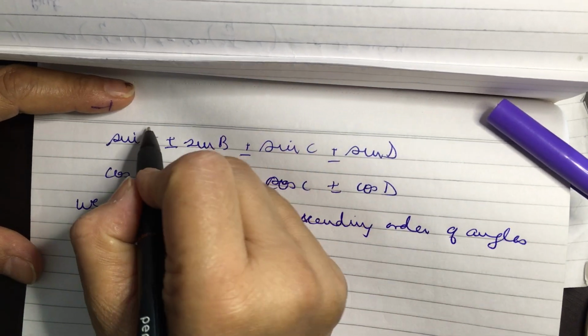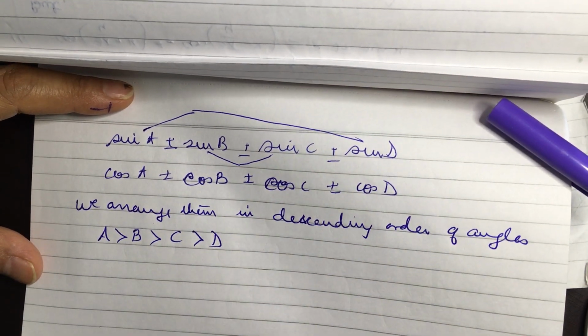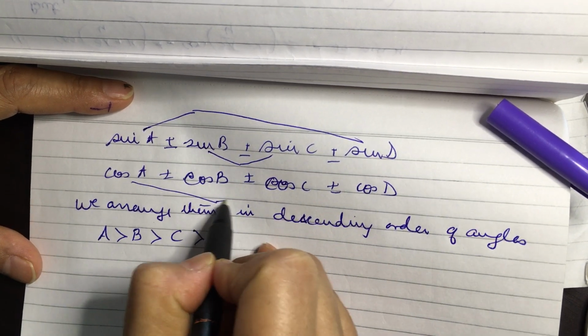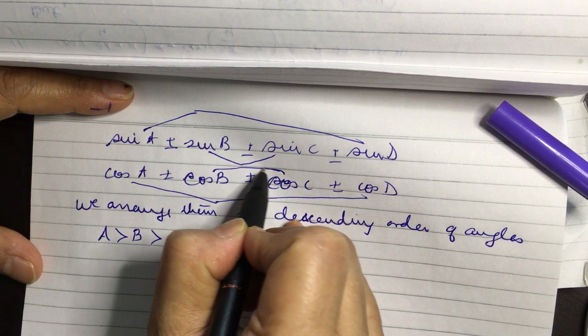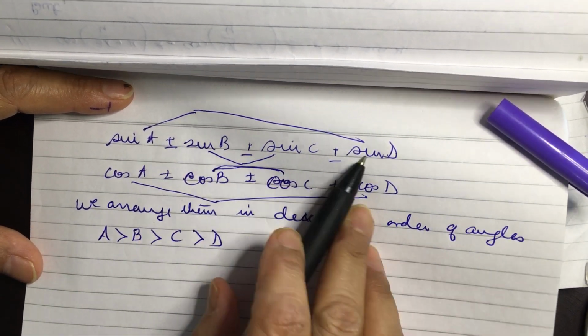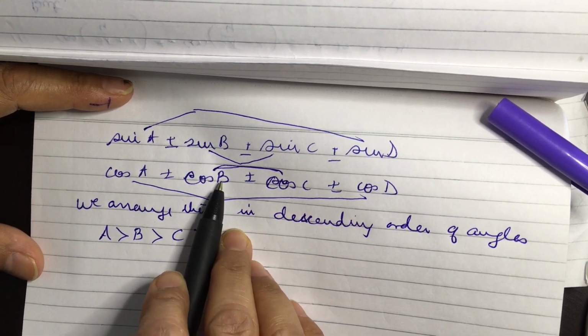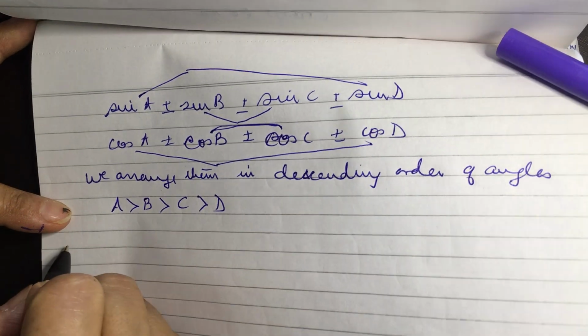Now what we do is we combine the extremes and we combine the middle two. Similarly we combine the extremes and we combine the middle two. In case there are an odd number of things, we combine the extremes and keep the middle one alone. So let's now start with question number 14.